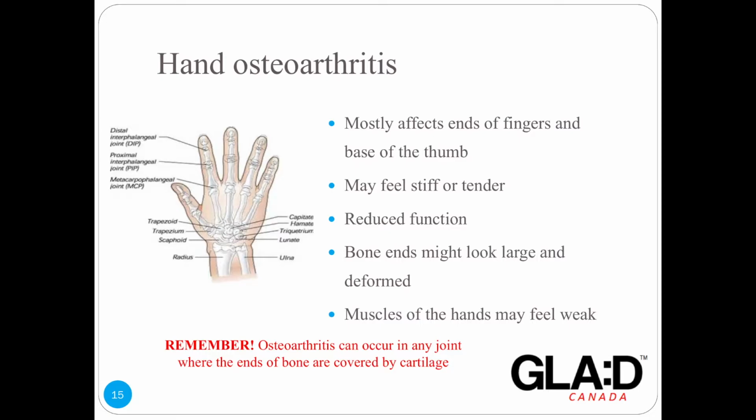And we just have to remember that osteoarthritis can occur in any joint where the ends of bones are covered in cartilage. So they typically are joints that we call synovial joints, where we have that cartilage on both ends of the bone. So it's not just simply knee and hip, it can be in any of these joints that have cartilage on the two ends of the meeting bones.